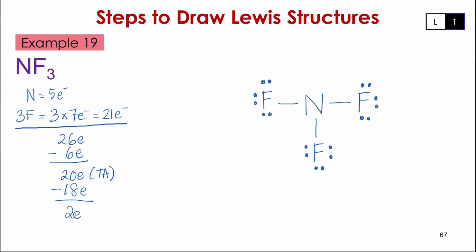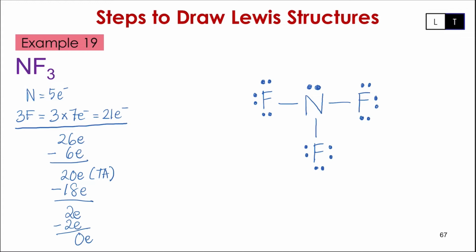So next step, baki 2 elektron ini saya akan letak di mana? Saya akan letak di bahagian central atom, iaitu dalam kes ini adalah nitrogen. So saya akan letak di nitrogen. And bakinya akan tinggal 0 elektron. So at the end of the calculation awak mesti dapatkan 0 elektron sebab awak mesti guna semua. So this is how I want to get my structure.